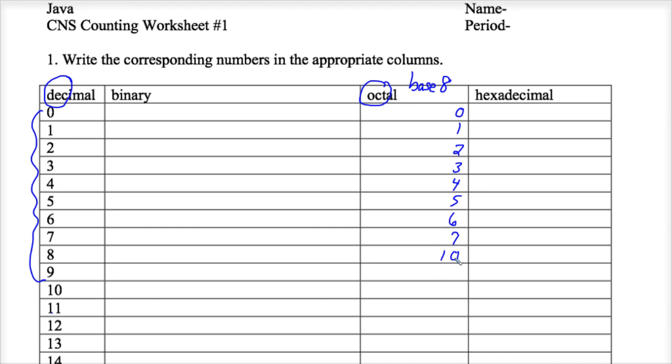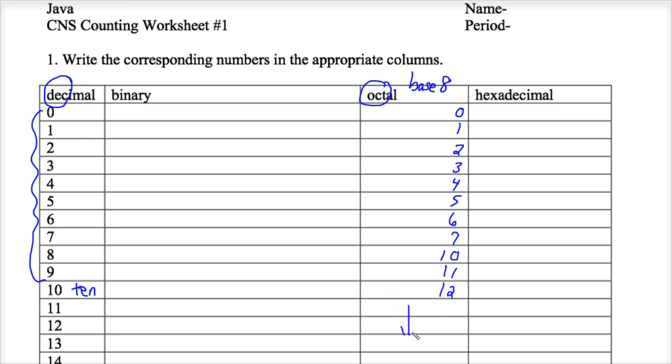Don't pronounce that as 10. Only the number 10 in the world of decimal can properly be called 10. But anyway, that is the number 1-0 in base 8. And then the pattern continues with 1-1, 1-2, and so on.